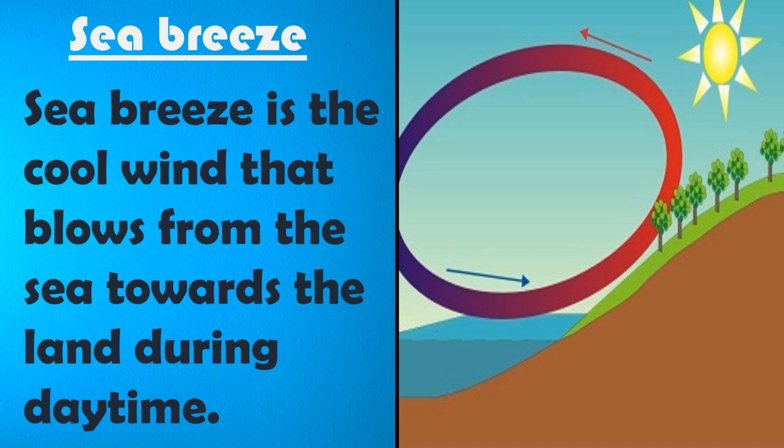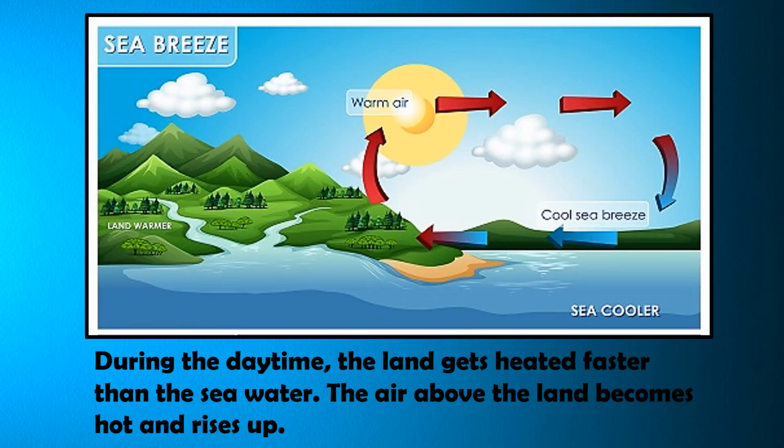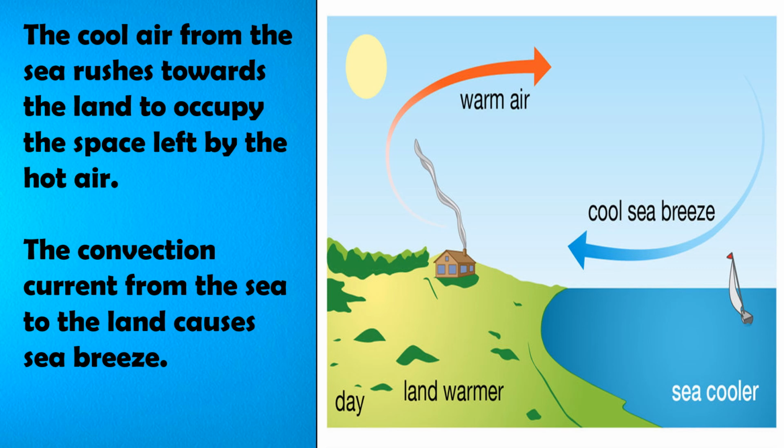Sea breeze is a cool wind that blows from the sea towards the land during daytime. During the daytime, the land gets heated faster than the sea water. The air above the land becomes hot and rises up. The cool air from the sea rushes towards the land to occupy the space left by the hot air. The convection current from the sea to the land causes sea breeze.